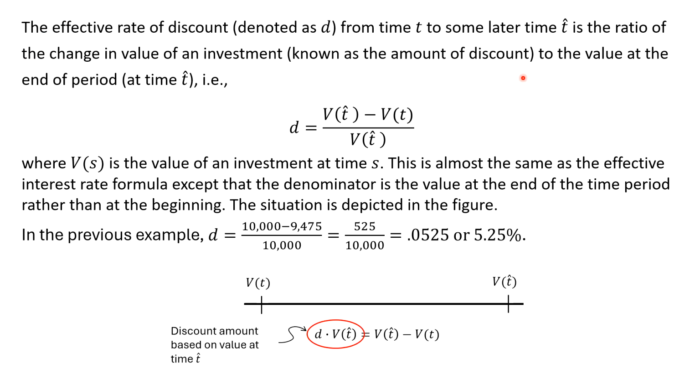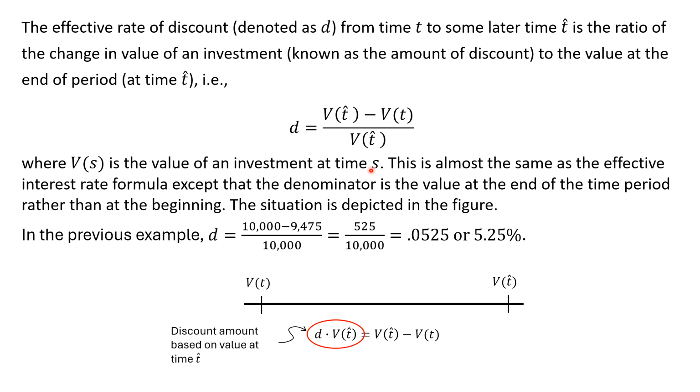So let's look at some formulas. The effective rate of discount, denoted as D, from time t to some later time t hat, is the ratio of the change in value of an investment, known as the amount of discount, to the value at the end of the period, in other words, the time t hat. And so we have it in terms of a formula here. This is the value at the end of the time period, this is at the beginning, and then you divide by the value at the end of the time period.